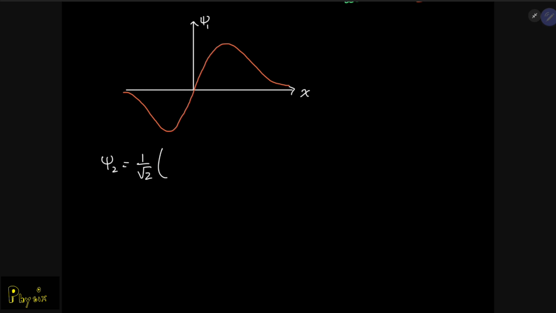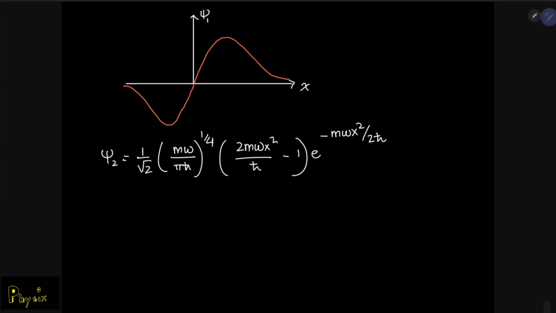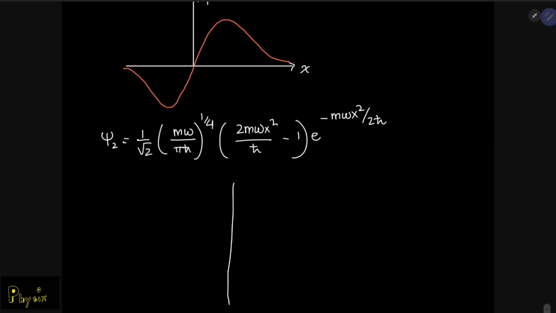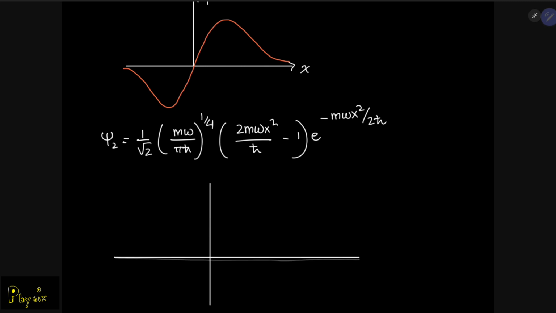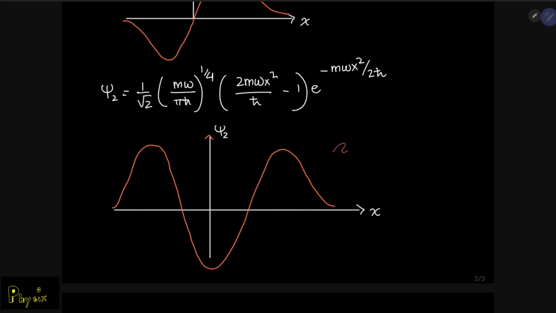ψ₂ basically is this when you write down the wave function: (2mω x²/ħ − 1) e^(−mω x²/2ħ). Your final sketch can either be found using Mathematica, or you could use the concept of even and odd functions as well. I'm going to sketch it for you. It should look like this. Okay, so this is ψ₂, and this is x. As you can clearly see, this is an even function.